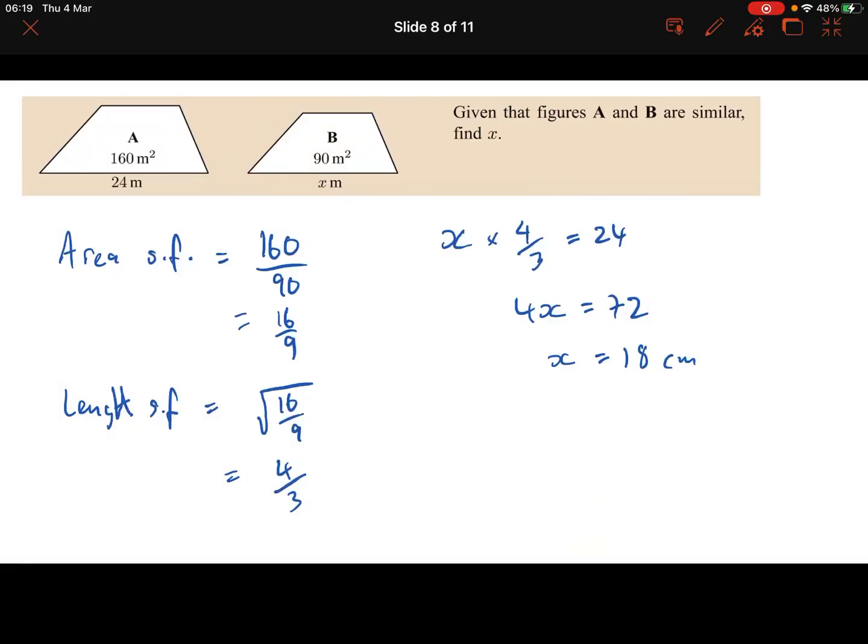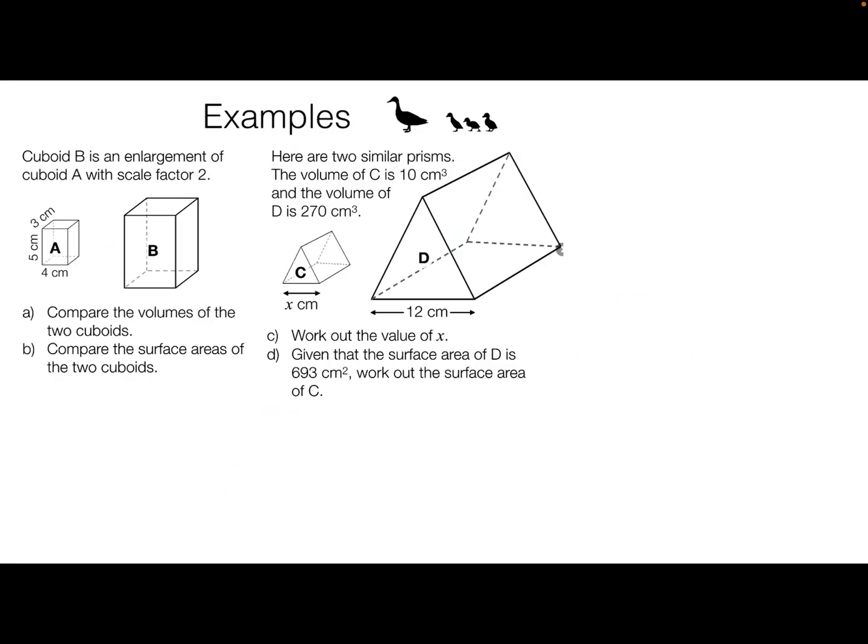Okay, last part. What we can do is we can extend this into 3 dimensions. So cuboid B is an enlargement of cuboid A. That can be equally true in 3 dimensions. The scale factor is 2. So let's look at what the volume of the 2 cuboids are.